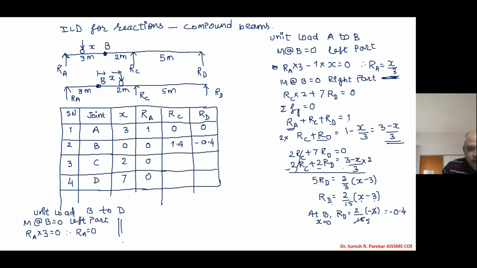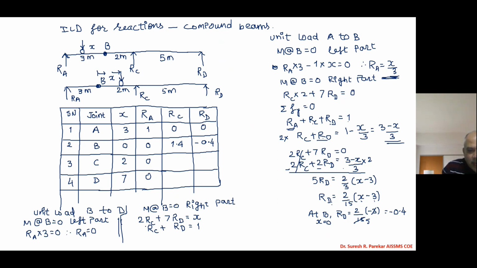Now we will take moment about B, right part. So we have moment about B equal to 0, right part. And then we will get the value 2RC plus 7RD, and this is equal to X. And the second equation we have is RC plus RD equal to 1, because we know the value of RA is 0. So RC plus RD now becomes 1.